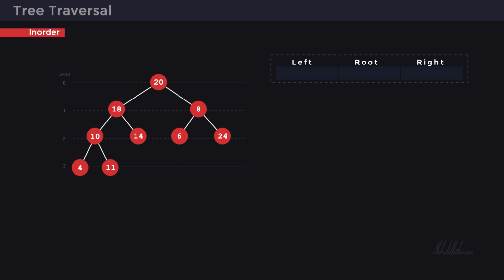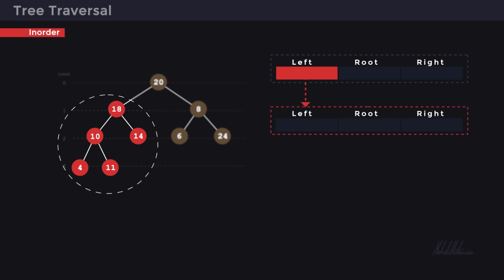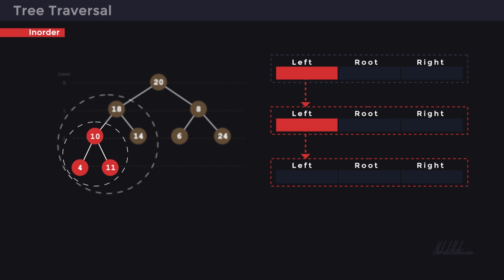Let's consider the same tree again. We start by visiting the left side. Since there is a subtree on the left, we keep going until we hit the first left node, which is basically a leaf node without having any children. Here we find another subtree. And finally, we reach the node with a value of 4. We add that to the left position of the list, because this is the leaf node.